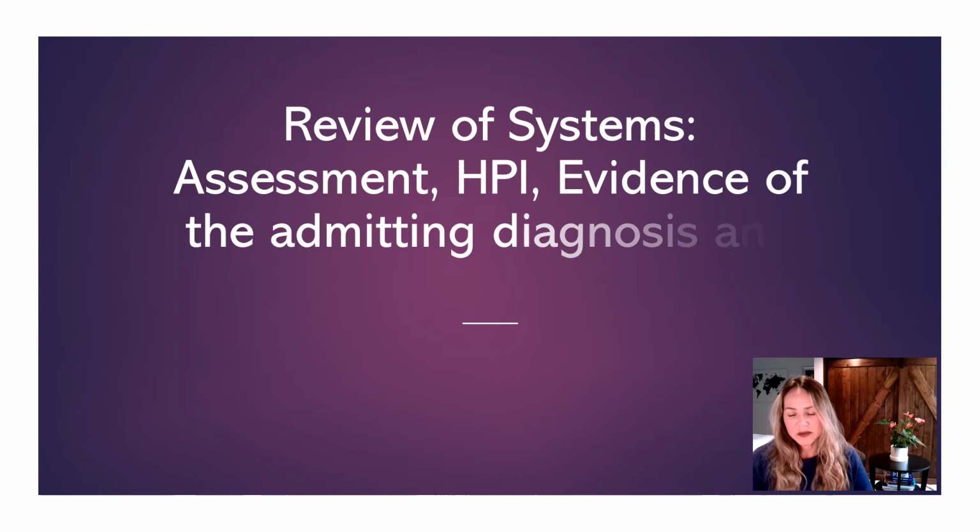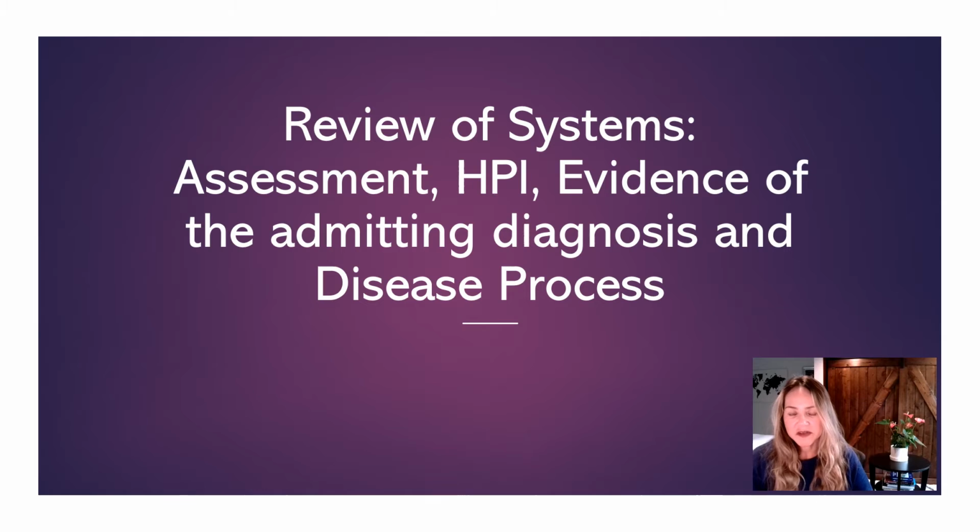Review of systems. This is the part of the concept map where the students start showing the understanding and the critical thinking of the patient's condition. What they have to do pretty much is use the assessment, the history of present illness, the evidence of the admitting diagnosis, the labs, the diagnostics, the signs and symptoms, and the understanding of pathophysiology of the disease process to explain what is happening to the patient in every single system.